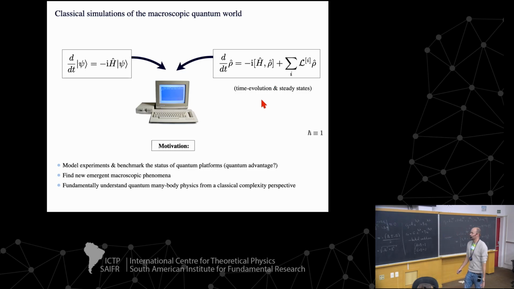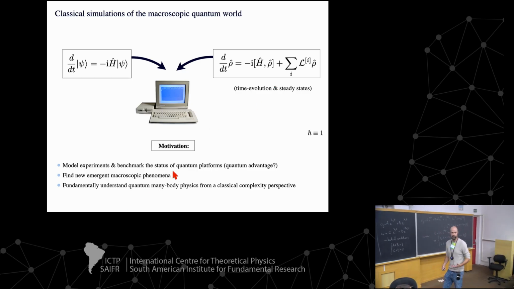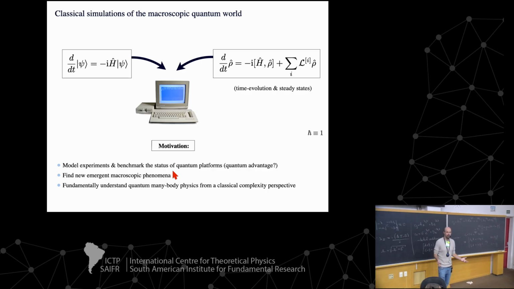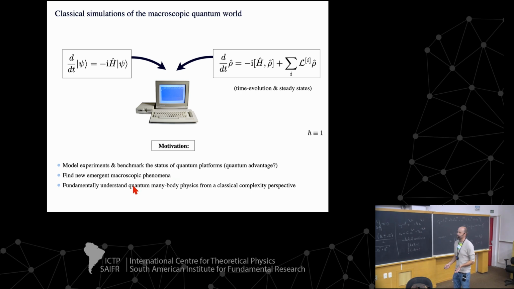On the one hand, it's of course good to model experiments or to really check the status of some quantum advantage of a quantum computer. So far, there's no quantum computer that can do something that the classical computer cannot do. Or, of course, interesting could be to do this to find some new emergent macroscopic quantum phenomena that one could look at in the future.